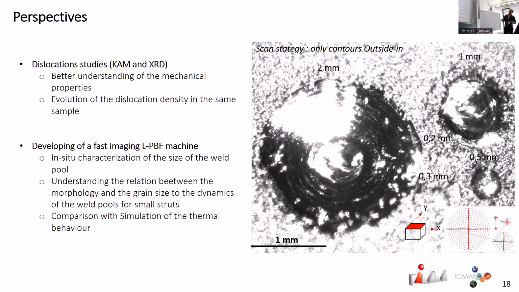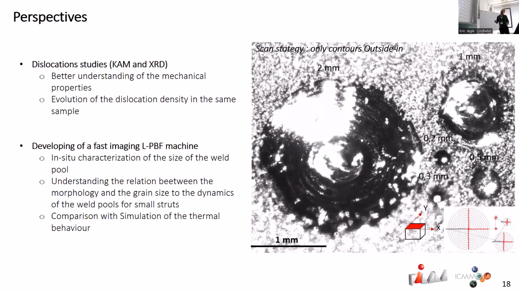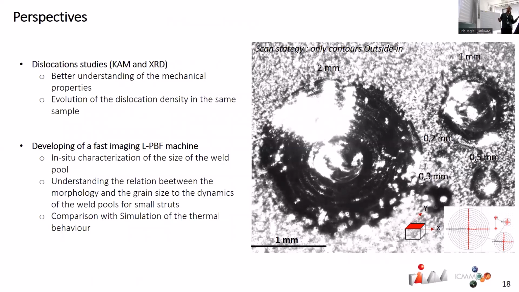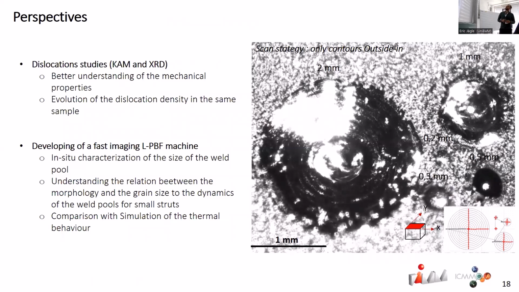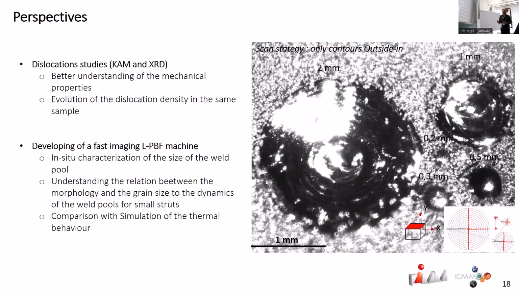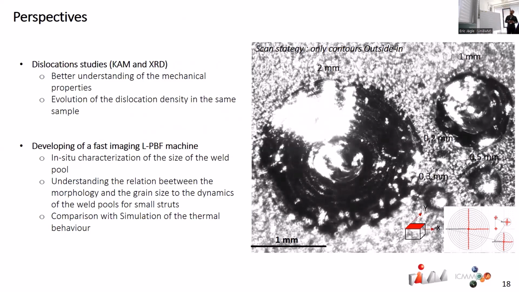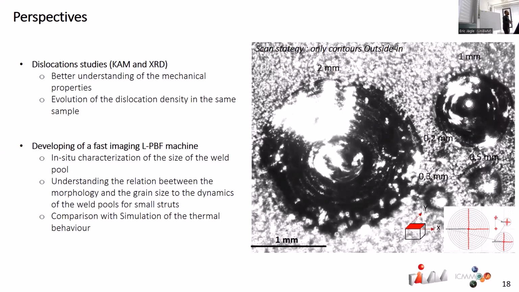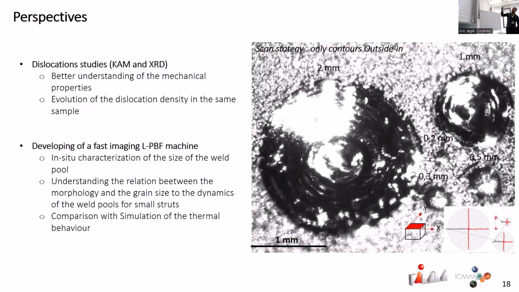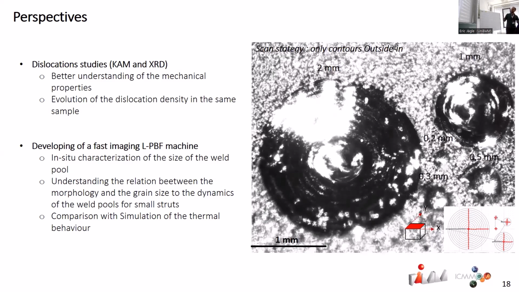So I would like to explain a little bit about what we're going to do in the future. Like I said, we have to work on the dislocations to better understand the mechanical properties and the evolution of the dislocation density in the same samples. We are also developing at the moment a fast imaging LPBF machine, so we can do in situ characterization of the size of the melt pool.